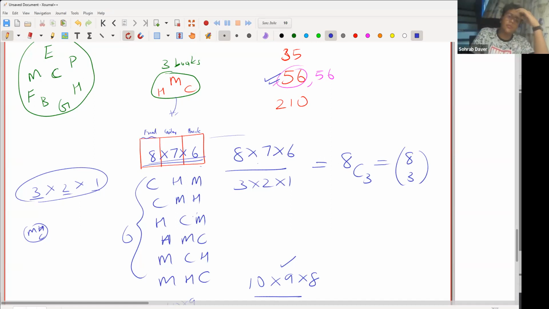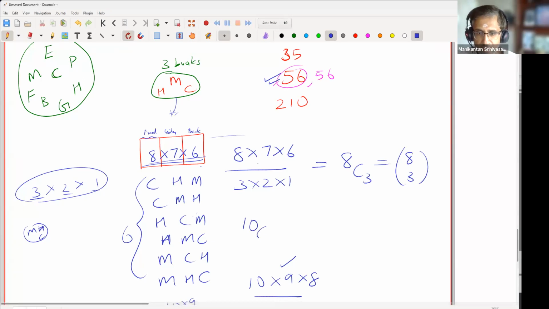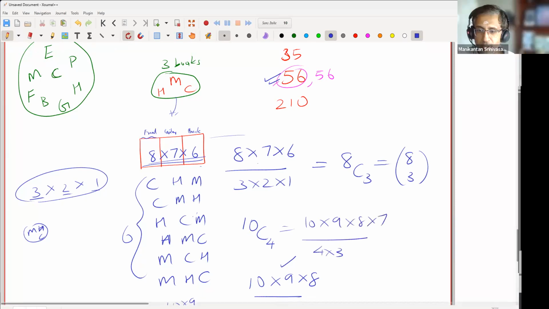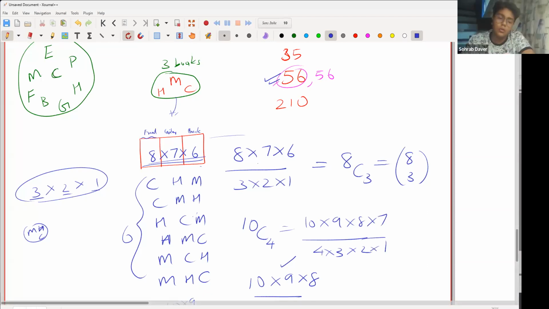If it was 4 to choose, it would have gone 8, 7, and so on. For example, from 10 books, suppose I have to select 4 books, it will be 10 into 9 into 8 into 7 upon 4 into 3 into 2 into 1, because that's the number of ways in which I can arrange them. That will be the excess counting. Does it make sense? Okay, so this is of 8, I'm choosing 3. Therefore, it's called 8 choose 3.